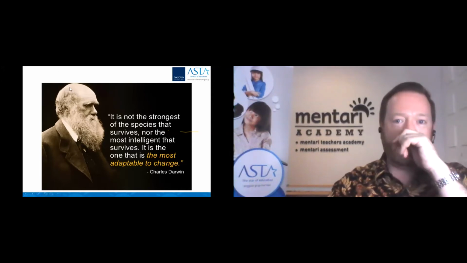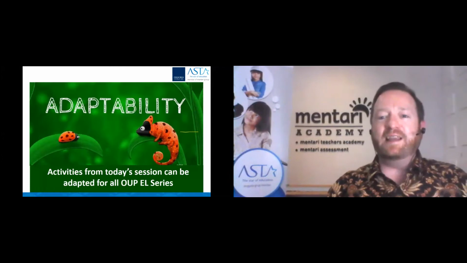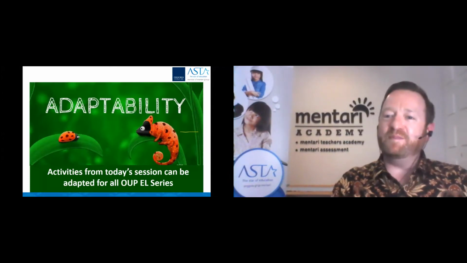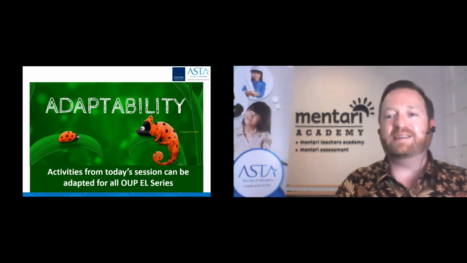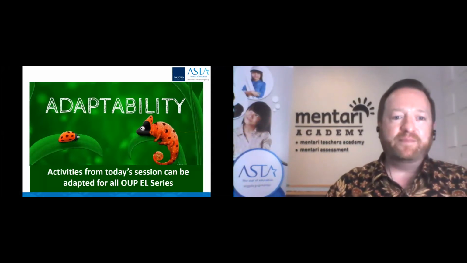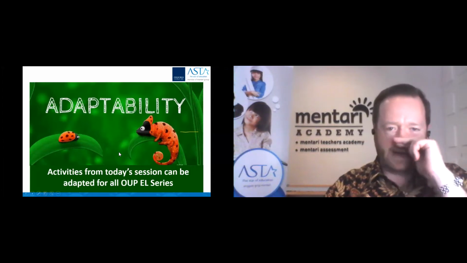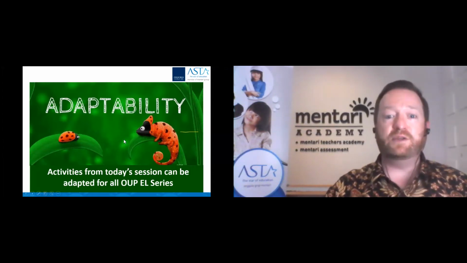Now, if we're talking about adaptability, we look at this little animal, the chameleon. Adaptability. Everything from today's session can be adapted to suit your classroom. It doesn't matter which book that you use. Okay? Great. Yes, and Nearpod also integrates with Zoom, in case anybody's using that here.